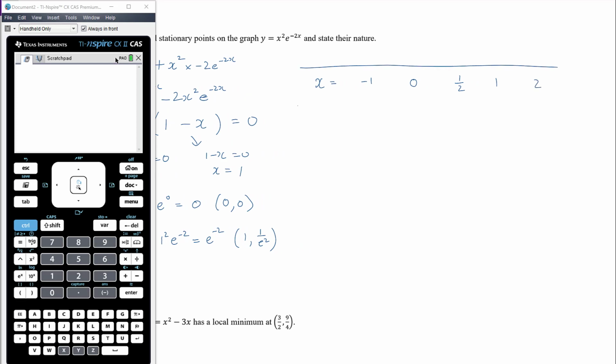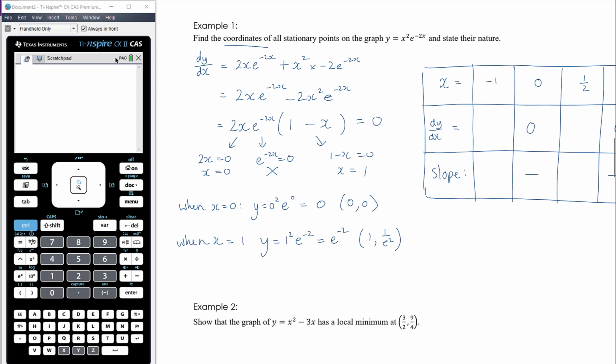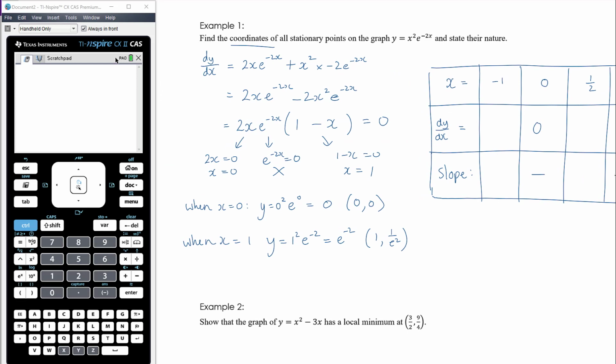Okay, so we're going to focus on calculating the gradient. So we want dy dx at each of those x values. And then we want to draw a conclusion based on what that means for the slope or the shape of the graph. So we know when x equals 0, dy dx is 0, that's a stationary point. We know when x equals 1, dy dx is 0, that's a stationary point. Okay, so let's think about negative 1. So where's our equation of derivative? Alright, so let's put negative 1 into here, or any of these versions of my derivative.